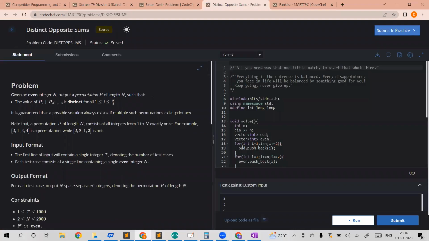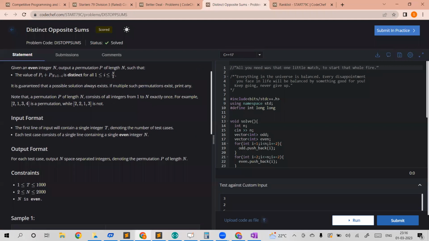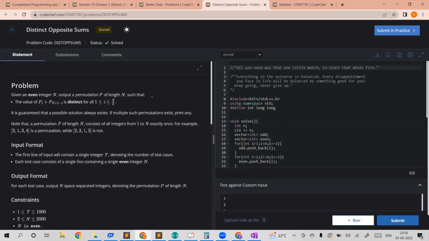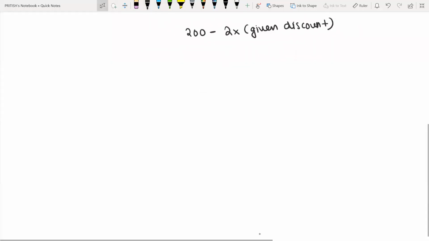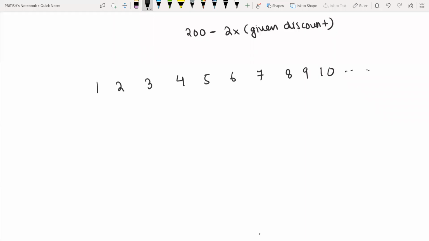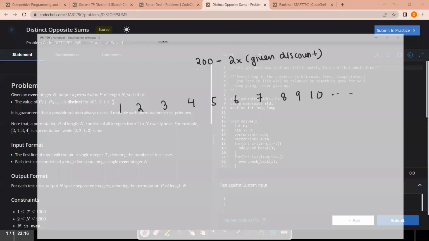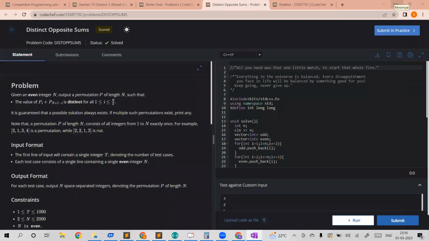Now let us move to the second problem. Basically, it is saying that there is an even integer n, and there is a permutation from 1 to n. Permutation means all the numbers from 1 to n occur. Something like this. And we have to print a permutation such that pi and p(n+1-i) sums would be distinct.